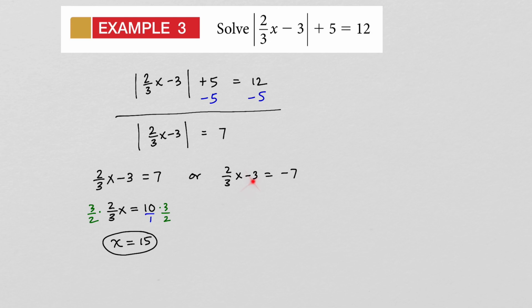Now we can do the same thing here. Adding 3 to both sides here is going to give us 2/3 x is equal to negative 4. And then we're going to multiply both sides by 3/2. On the left side we have x, and on the right side we have negative 6. So again, two answers.